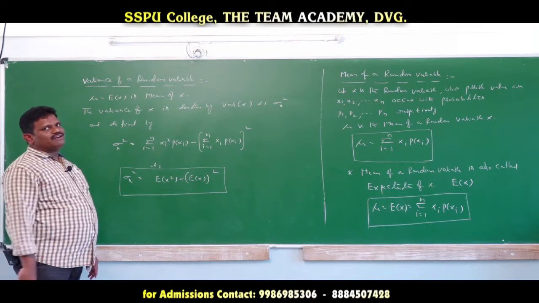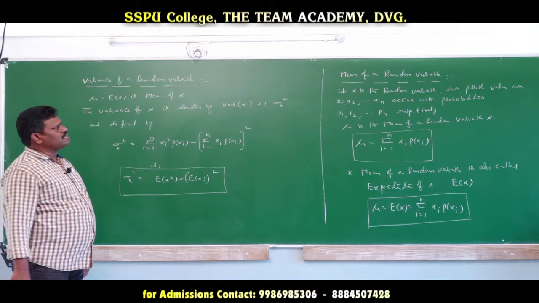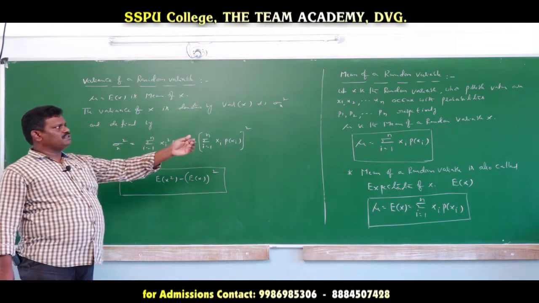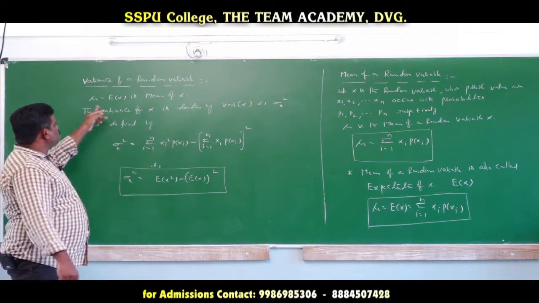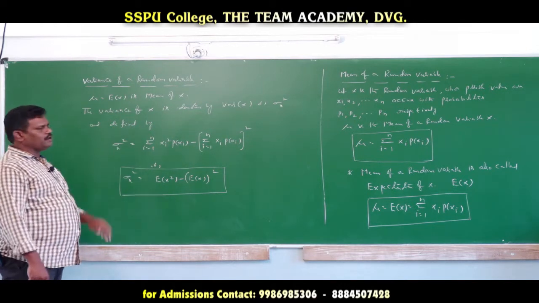If you want to define the variance of a random variable: first let x be a random variable whose possible values x1, x2 occur with the probabilities. Then mu is the mean of x, and the variance of x is denoted by this step. Okay?